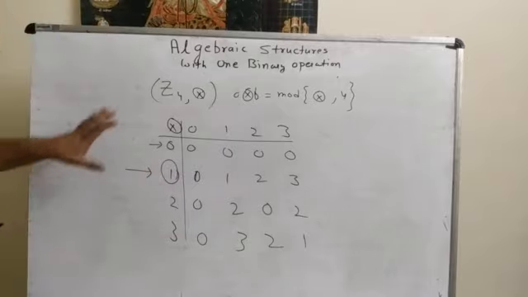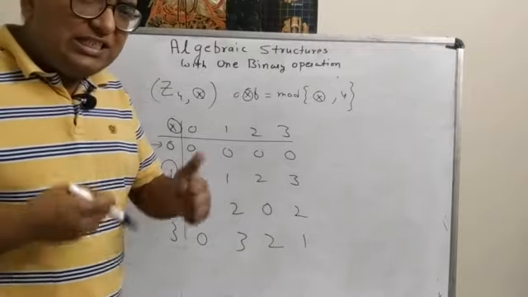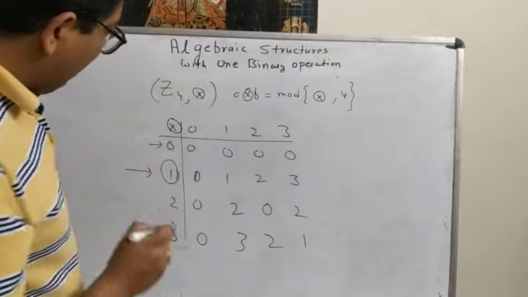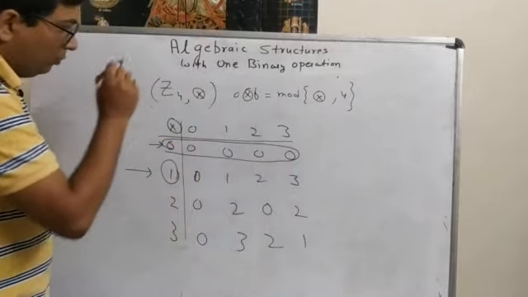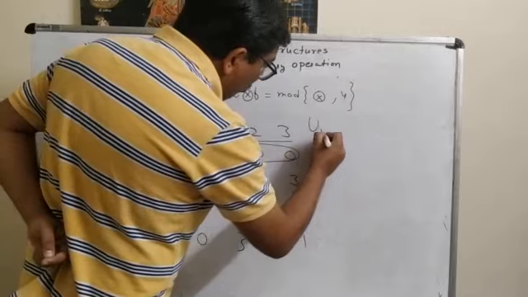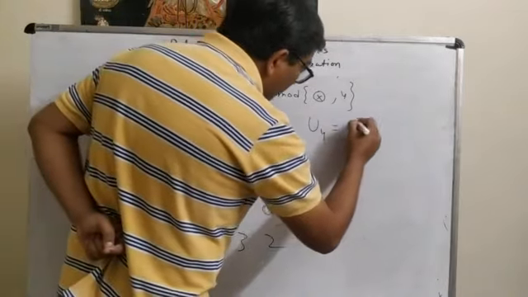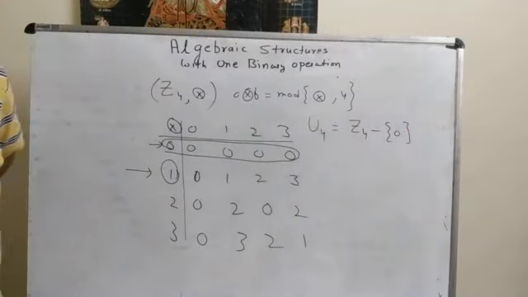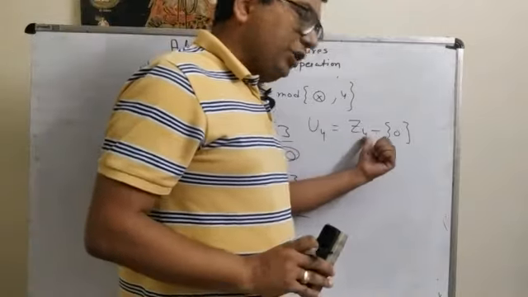So now let us try to make this particular Z4 as a group. What changes when we can do so that this becomes a group? The first thing, with respect to this 0, all entities are 0. So now let us define another set U4. Now this set U4 is Z4 minus 0. All other things are same. We have just removed 0 from Z4.